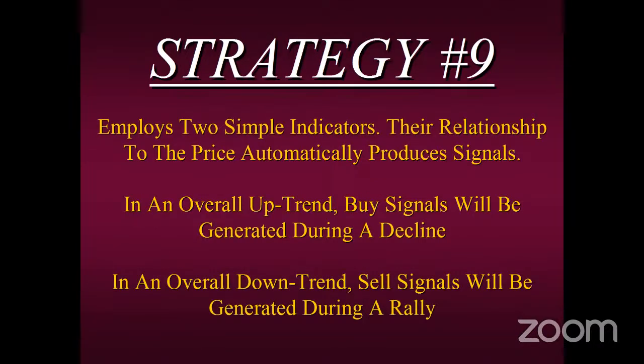All right, so let me go a little bit into strategy number 9 without giving it all away to the students around the world who actually have strategy 9. It employs 2 simple indicators. Now, their relationship to the price automatically produces the signals. Therefore, in an overall uptrend, buy signals will be generated during a decline. This is the pullback phase. Conversely, in an overall downtrend, sell signals will be generated during a rally. This is the pullback phase to the upside.